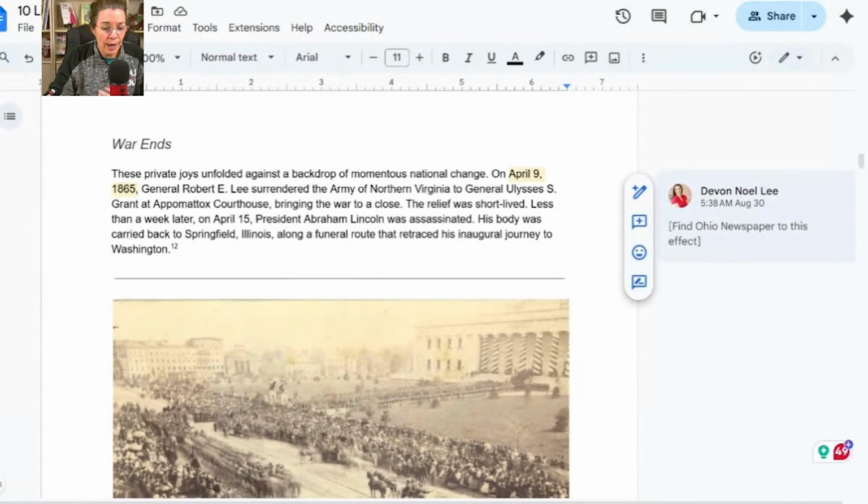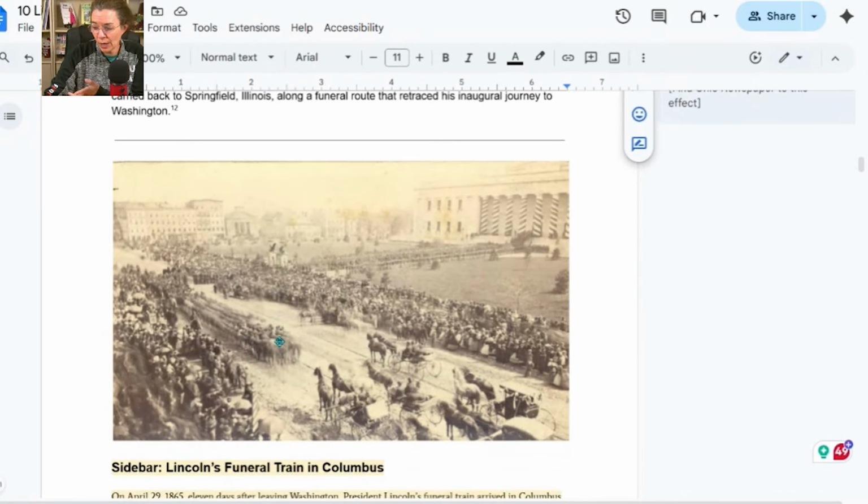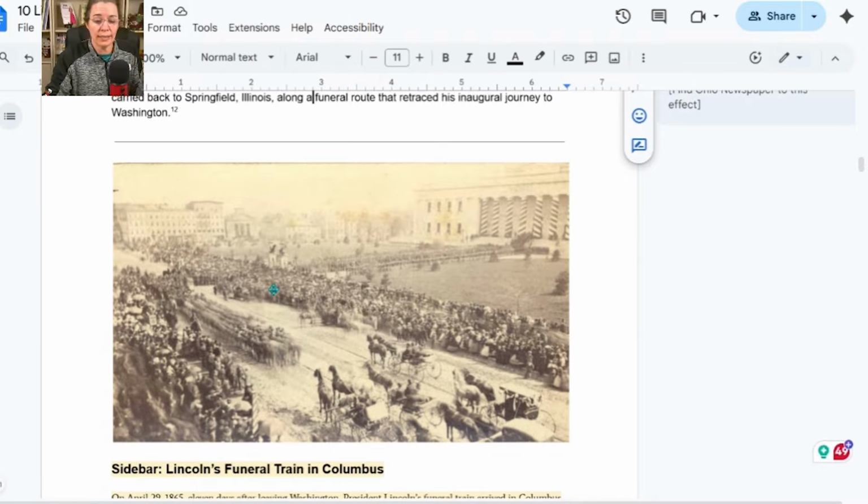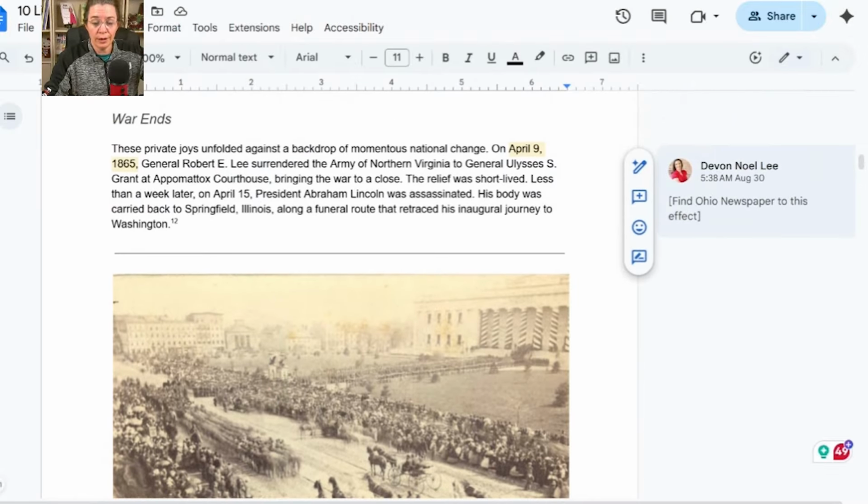Private Joys Unfolded. This refers to what I just finished talking about, the weddings that were happening in the family. And now I'm going to bring in the historical context. On April 9th, 1865, Robert E. Lee surrendered. The relief of the end of the war was short lived. Less than a week later, Abraham Lincoln was assassinated and his body was carried back to Springfield along this route. So that's a historical context within the story of William.